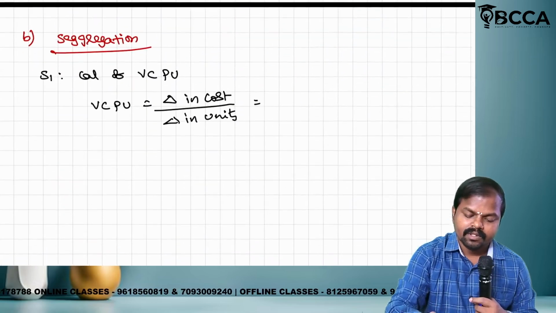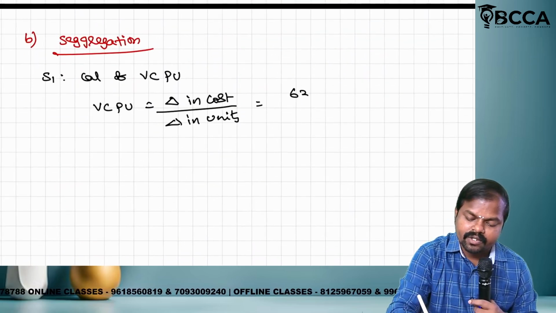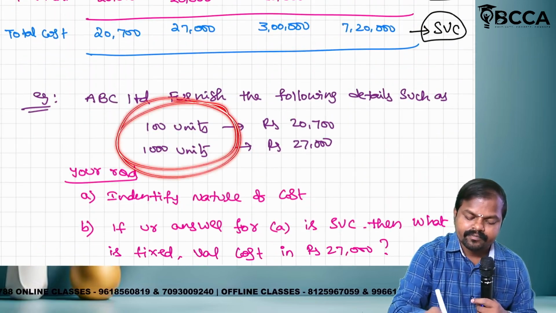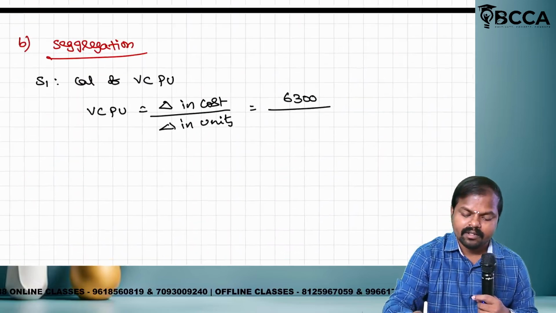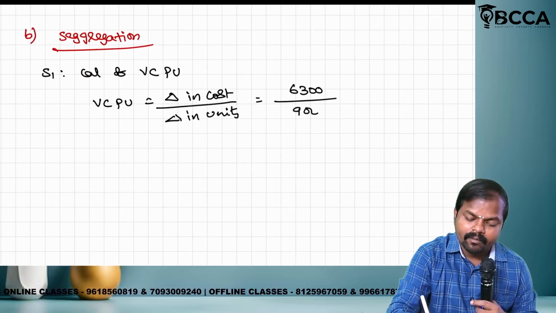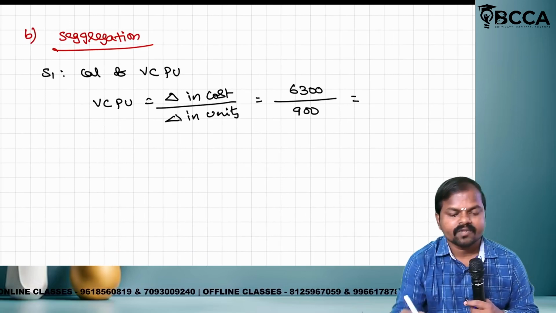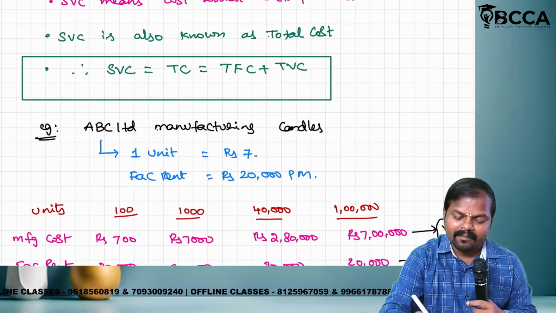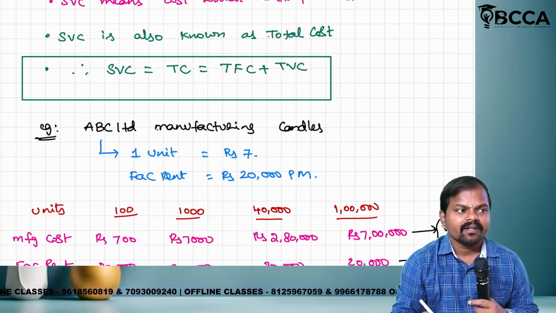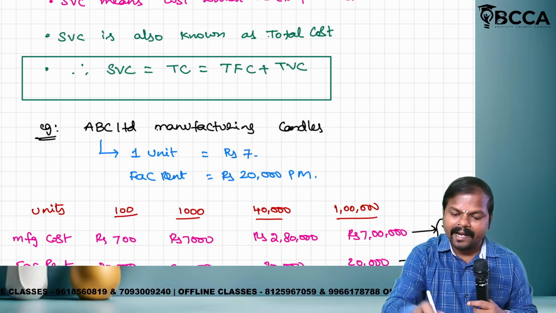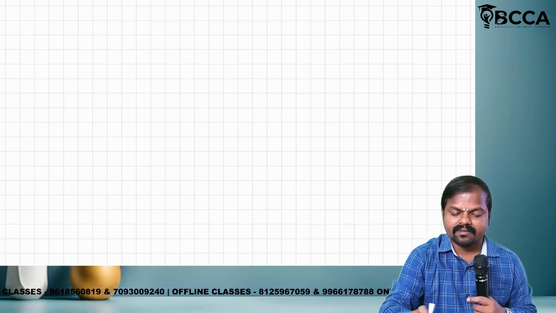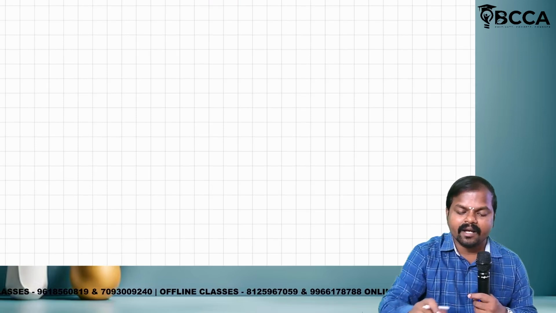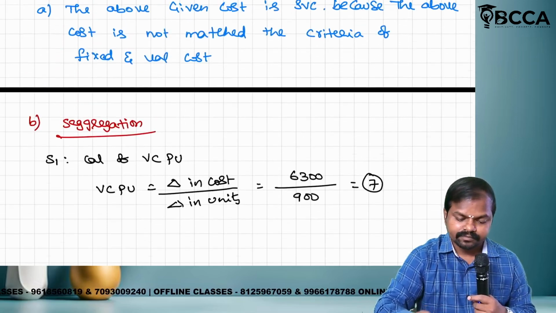So change in cost is equal to 6,300. Divide by the change in units. The difference is 900. What is the answer? If you remember, we initially took manufacturing cost per unit as 7. The data is not given, but we identified it with the help of the procedure. Clear? Excellent.